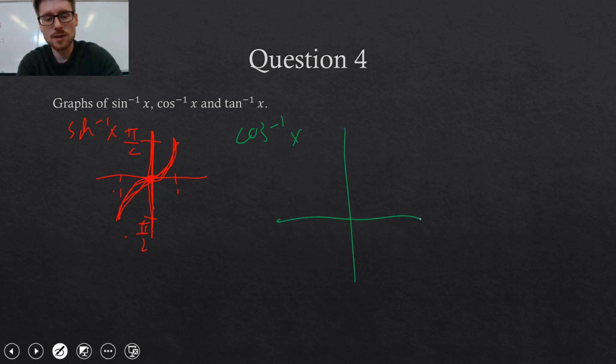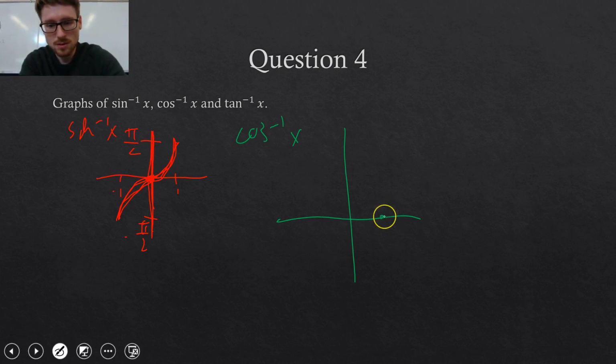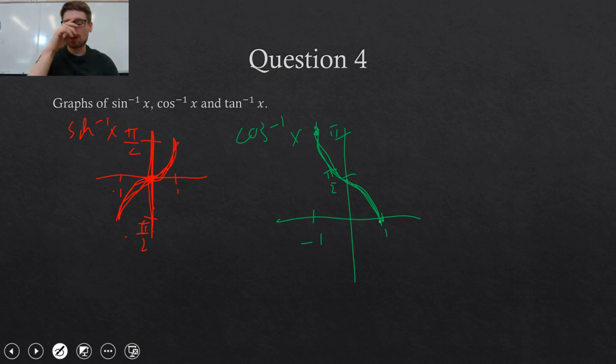This one's a weirder one. So if we were to evaluate cosine inverse of 1, we get 0. And then we have pi over 2, 1, and negative 1, and then pi. So if we plug negative 1 in, we get pi. If we plug 1 in, we get 0. If we plug 0 in, we get pi over 2. So this is the graph of cosine inverse. It looks kind of weird.